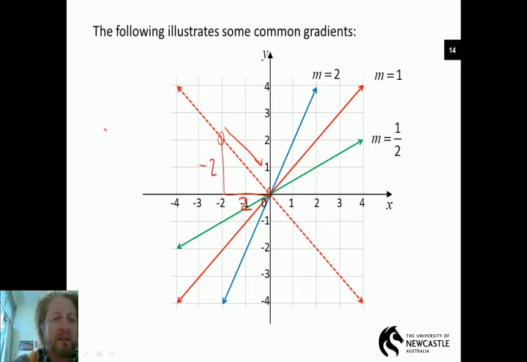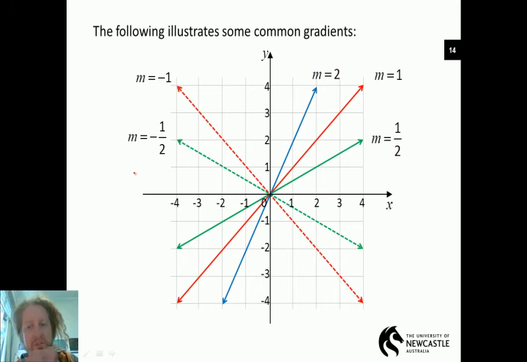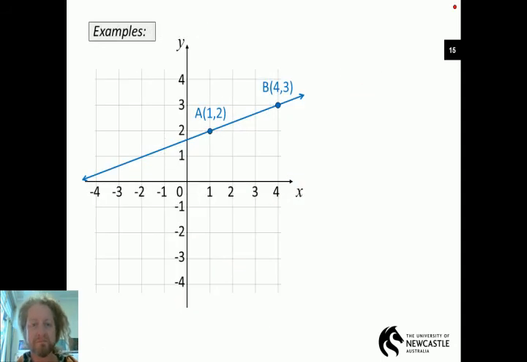So the gradient there is a minus 2 rise, because it's actually a drop over a 2 run. Minus 2 on 2, well 2 on 2 is 1, is a minus 1. So you can see we've got this symmetry here. There's minus 1. A gradient of minus a half is symmetrical to the gradient of a half, and the gradient of 2 is symmetrical to the minus 2. So there's some common gradients we'll see.